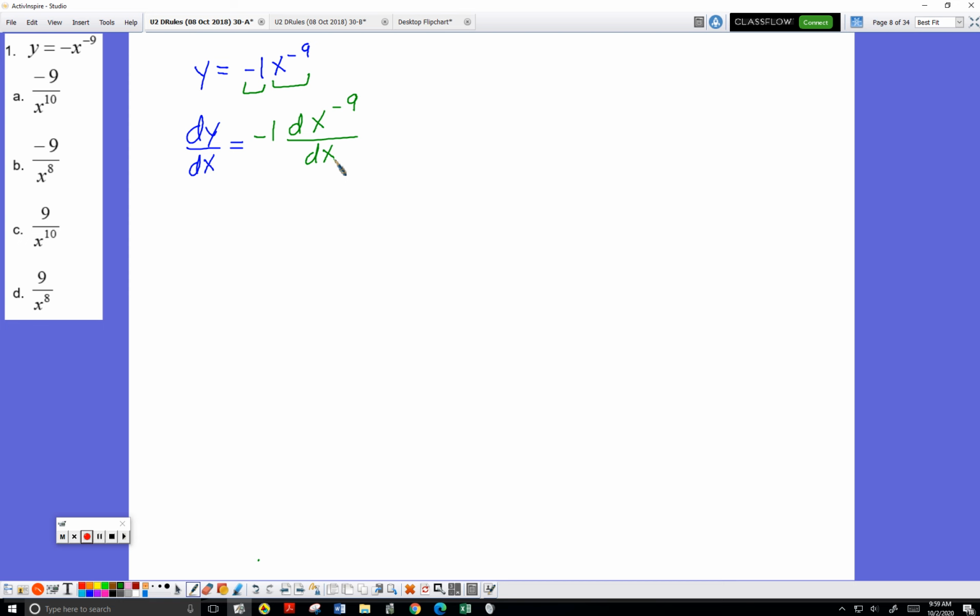Question? Next step, just use the power rule. So I have the -1. Power rule says I bring down the -9. I multiply by what was being raised to a power, that's x. I change the exponent by decreasing the exponent by 1. My last step is to have d over dx of whatever was being raised to the power, that's x, like that.